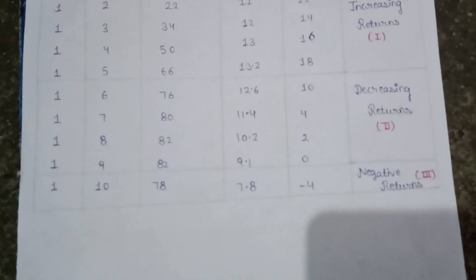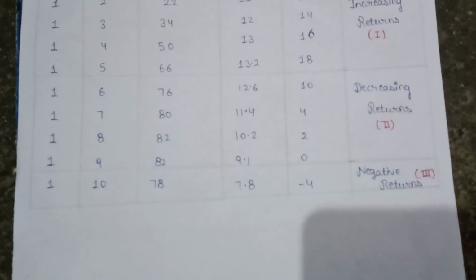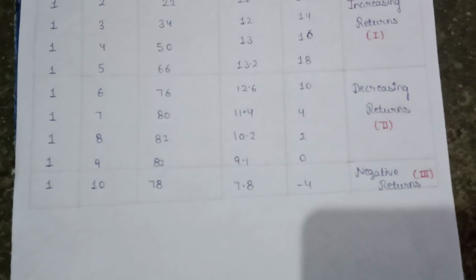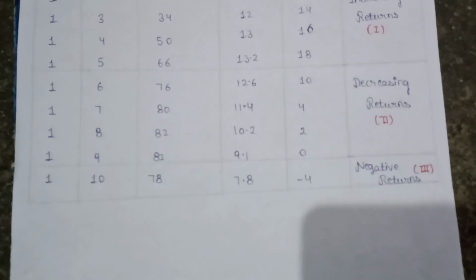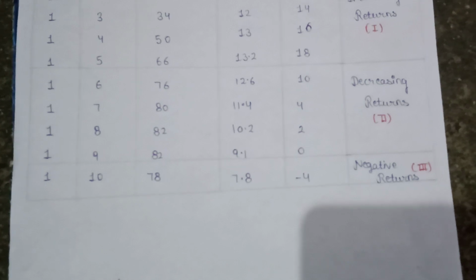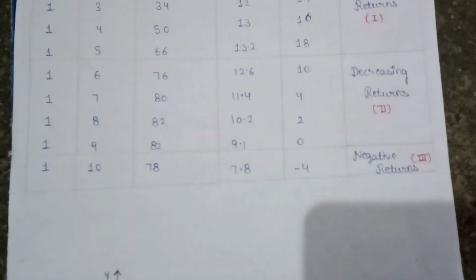And now the 9th row, which shows the marginal product is 0 and the total product is at its peak value, 82. After that, if we increase the labor, that is the variable factor, we get the negative marginal product. This is called negative returns.